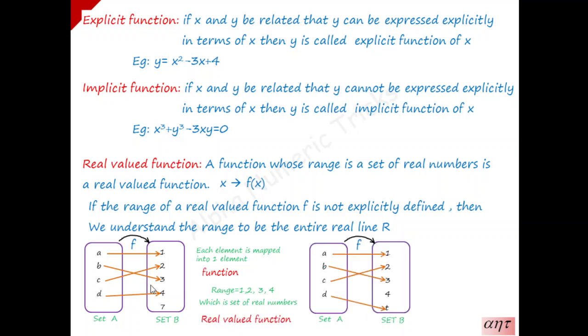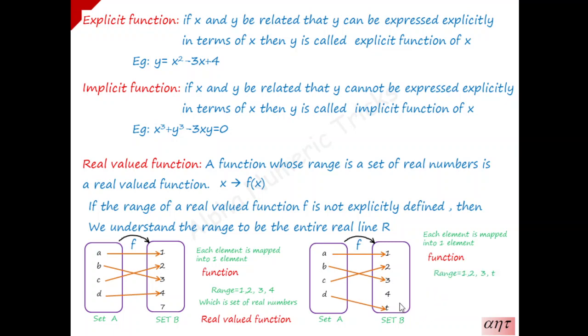Consider this example. Here this mapping: set A with A, B, C, D and set B. Depending upon some rule, A is mapped into 1, B is mapped into 3, C is mapped into 2, and D is mapped into T, and 4 is left out. But each element of A is mapped into exactly one element of B, so you can say that it is a function.